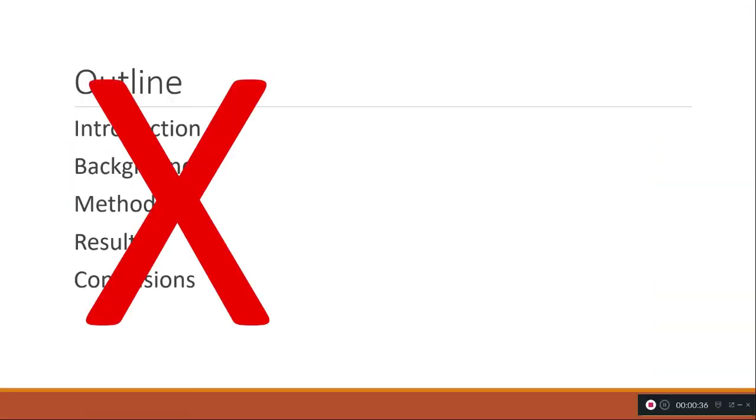So, the first thing I would say is don't do this. This is a trope that most people use. They start their talk by giving this outline slide and saying, I'm going to tell you about my motivation, our purposes, our methods. Everybody already knows that those are the key features of a technical talk. So it's not necessary to repeat it. It's a waste of time and it's a crutch and it's boring.